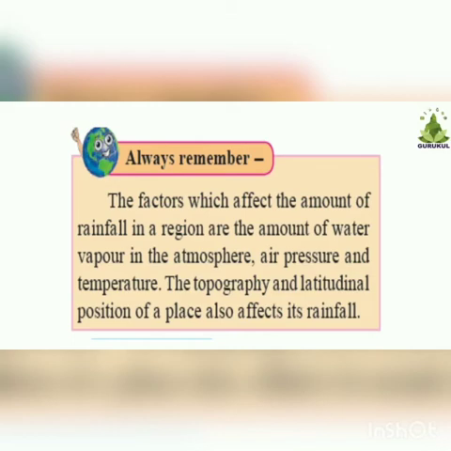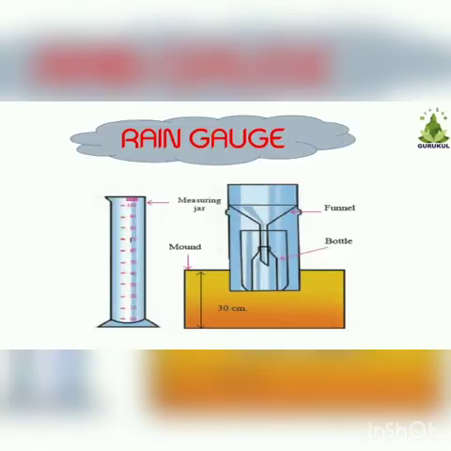Some points to remember, children. The factors which affect the amount of rainfall in a region are the amount of water vapors in the atmosphere, air pressure, and temperature. The topography and latitudinal position of a place also affect its rainfall. Rain gauge. The instrument that is used to measure rainfall is called a rain gauge.